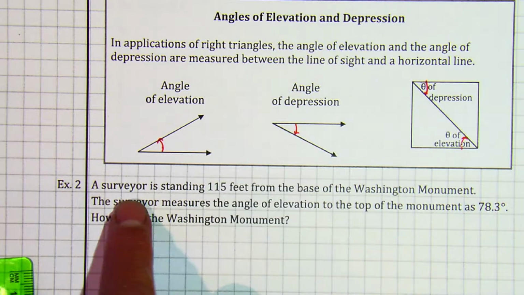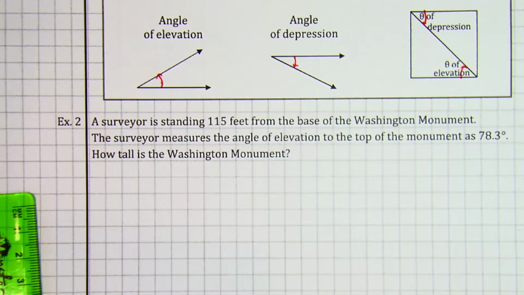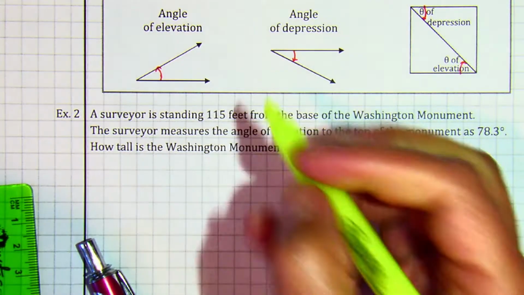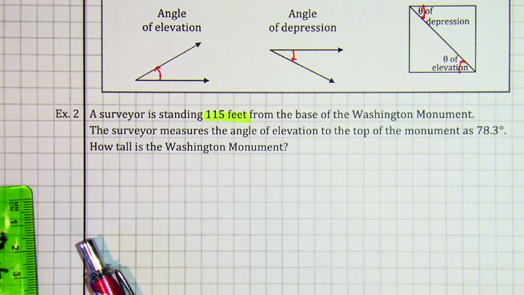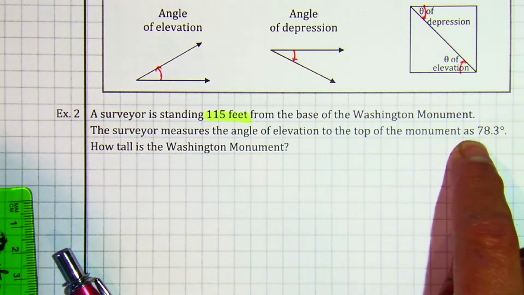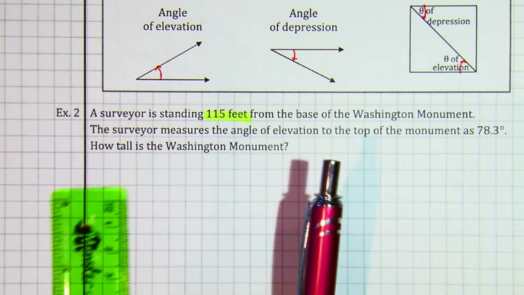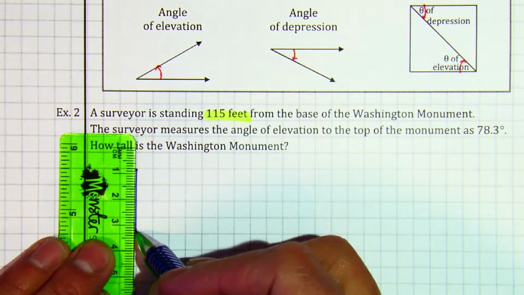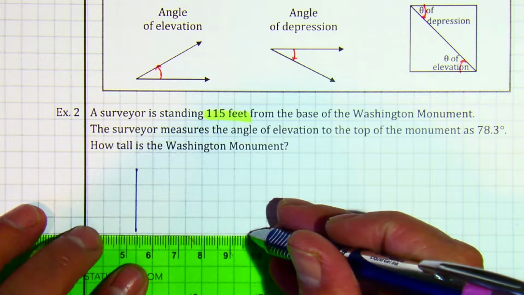Example number 2. So take the time to read through it, highlight the key components, and we'll start once you are ready. So a surveyor is standing 115 feet from the base of the Washington Monument. The surveyor measures the angle of elevation to the top of the monument at 78.3 degrees. How tall is the Washington Monument? So it is essential that you draw a figure. So let's say this is the Washington Monument. And the surveyor is standing 115 feet away from it, from the base.